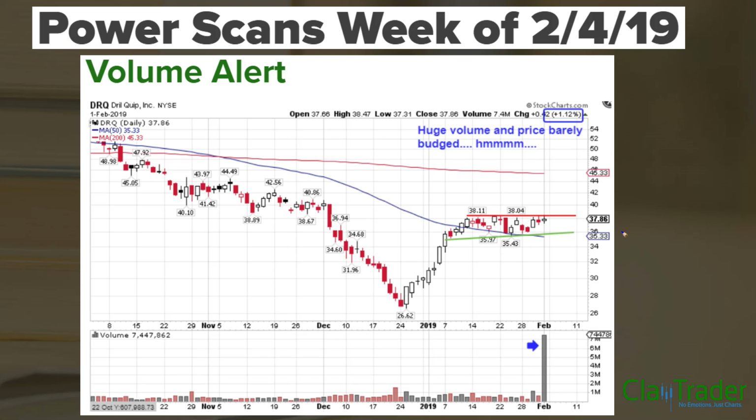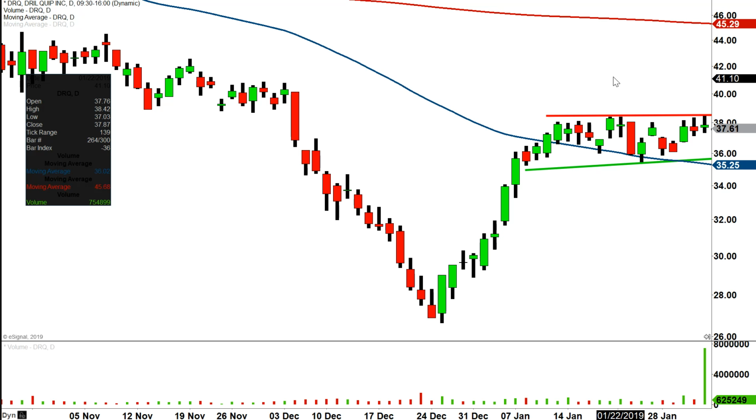And before I forget, now keep in mind the price range we're looking at. We were just talking about a $60+ stock. Now we're talking about a stock that's down here in the $30 region. So let's see how this one played out.